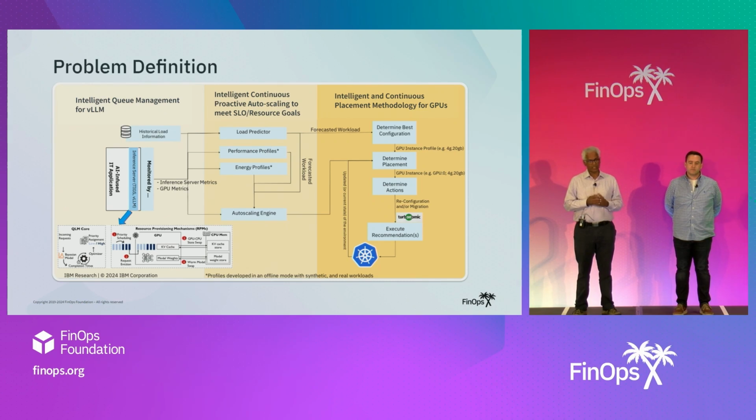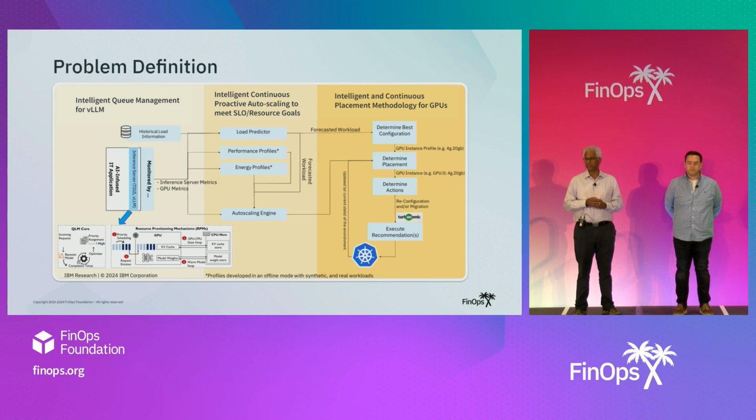And then the next stage is continuous, intelligent, proactive optimization. This is where things like load prediction, demand forecast, performance profiles, knowing what type of resources any particular AI model needs. You may have a 34 billion parameter model or a 20 billion parameter model. All of these things require different GPU resources and different memory configurations. So we take all that into account.